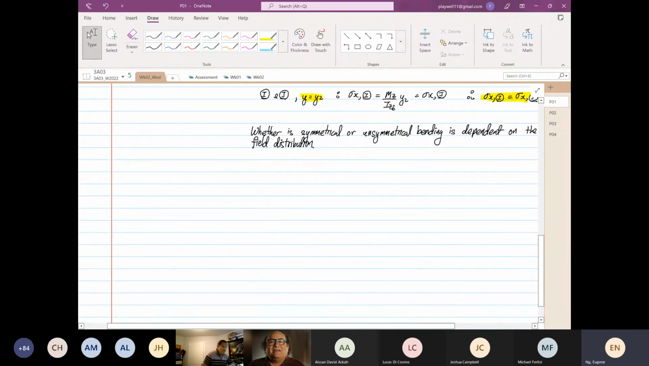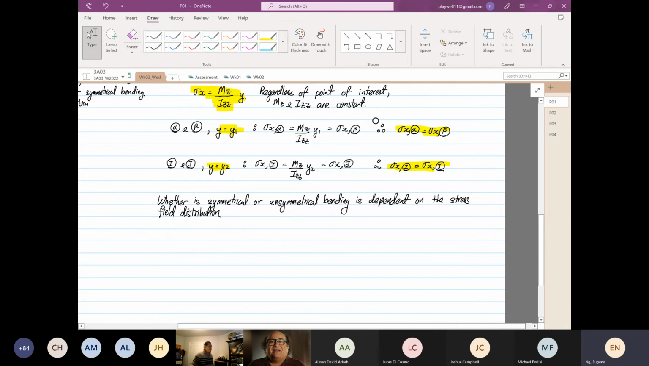Any questions so far? I hope this is clear. If not clear, I will repeat again. Anyone, any question, please? Okay, I hear nothing. The next one is we are going to look at unsymmetrical bending.